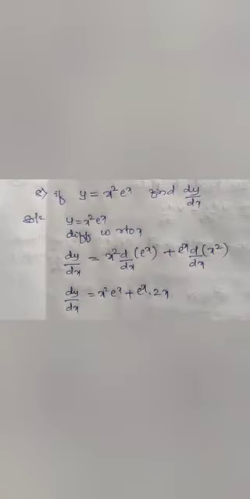If y equals x square e to the power x, find dy by dx. y equals x square e to the power x, differentiate with respect to x. Similarly we use y equal to uv: u as it is and differentiate v, and v as it is and differentiate u. Here u is x square. dy by dx equals x square into the differentiation of e to the power x, plus e to the power x as it is, the differentiation of x square. The differentiation of e to the power x is e to the power x, and the differentiation of x square is 2x. The whole result is dy by dx equals x square e to the power x plus e to the power x into 2x.